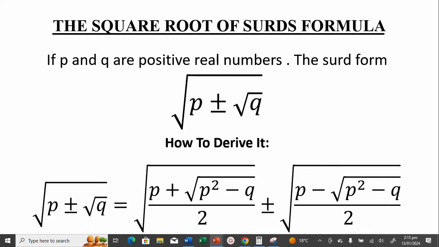This is a formula to be able to find this straight away with ease. If you know what P is and what Q is, you input them in this formula and you get the answer. But now we want to know how this formula is derived.